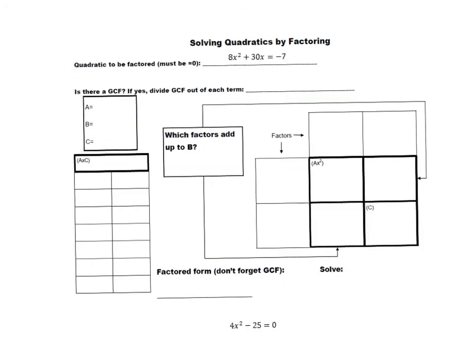So we're going to do the same thing with this problem, except remember how the other one was equal to 0? This one's not. So we're going to set it equal to 0. That's the first thing you want to do before you try to do anything else when you're solving these quadratic equations, is always set them equal to 0. So x squared plus 30x. So then I'm going to add 7 to both sides.